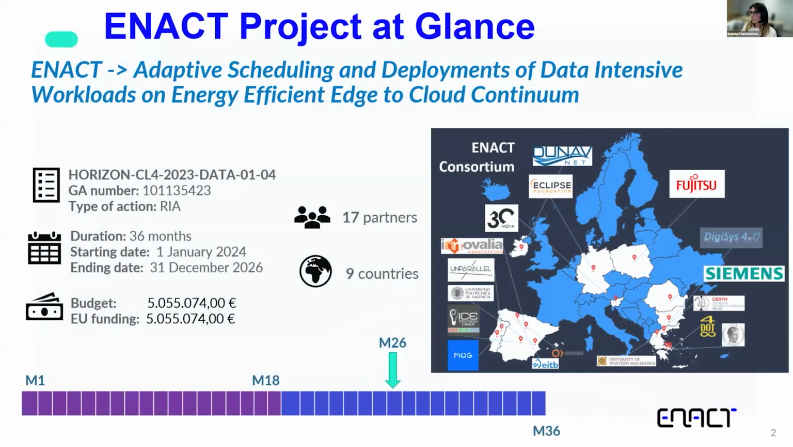ENACT stands for Adaptive Scheduling and Deployment of Data-Intensive Workloads on Energy-Efficient Edge-to-Cloud Continuum. It is a research and innovation action funded under the Data 0104 topic that brings together 17 partners from 9 different countries. The project started in 2024 and is expected to end by the end of this year. So we're currently at month 26 of the project lifetime, meaning that all the technical developments have been completed, and we're now actively validating the project advancements throughout the pilots involved.